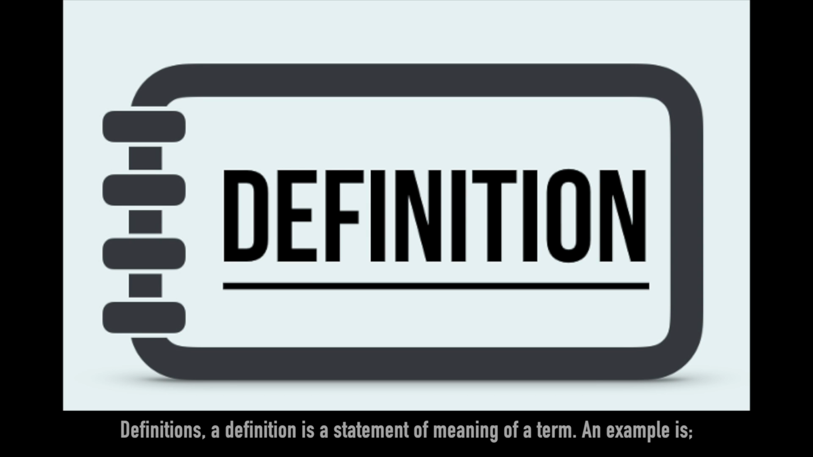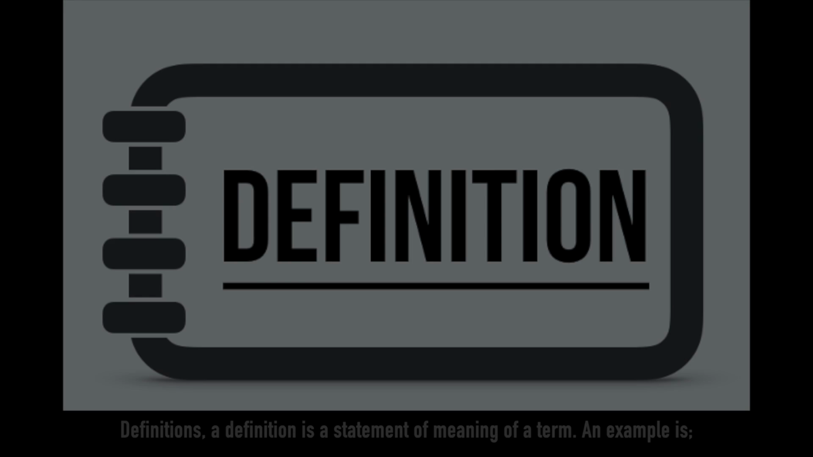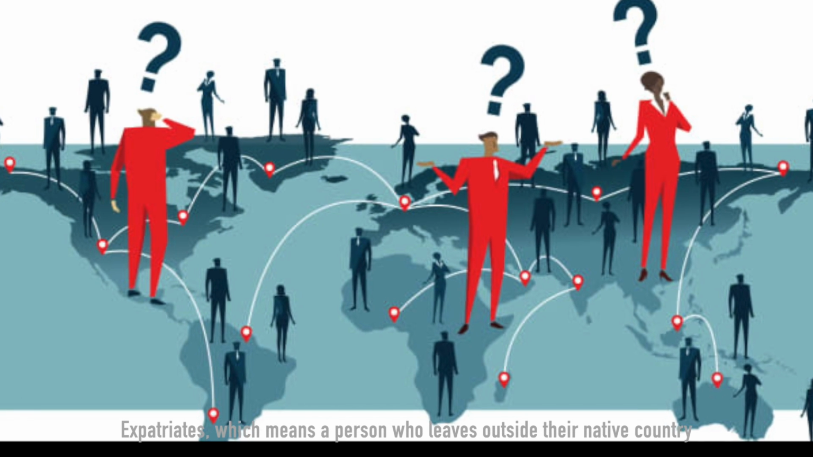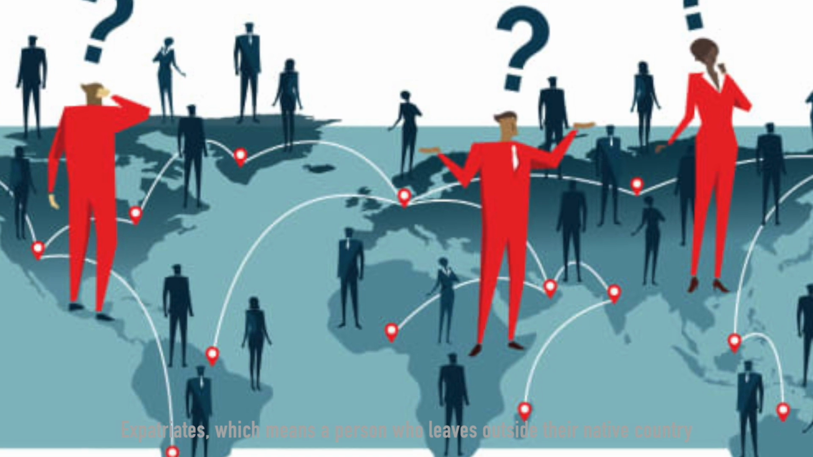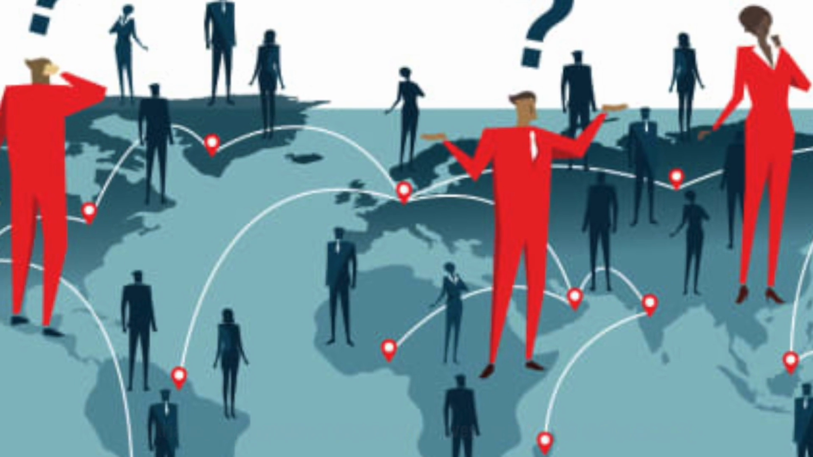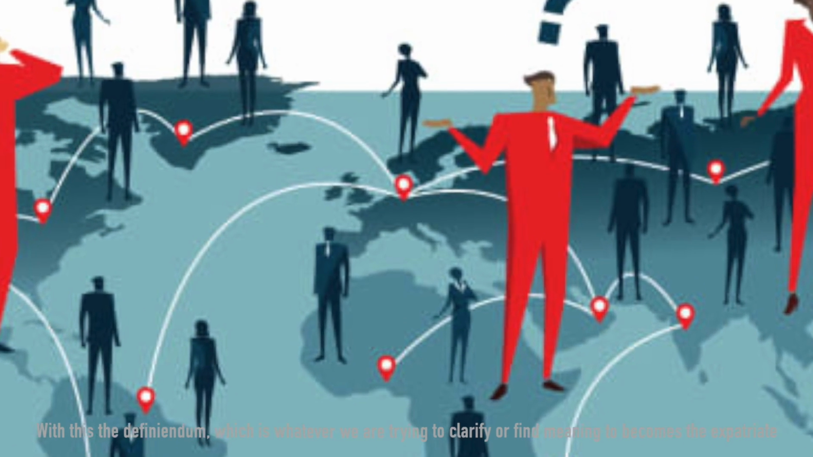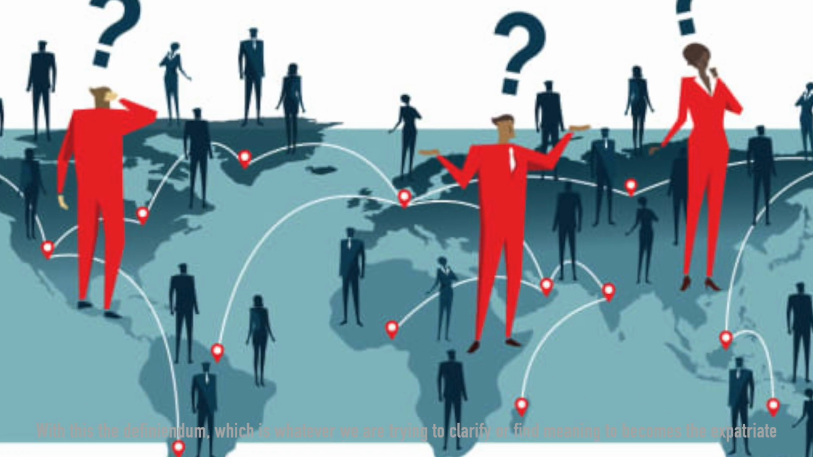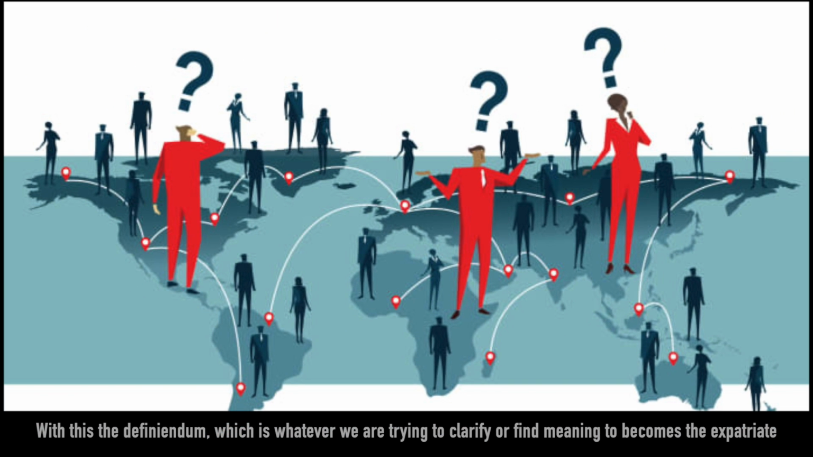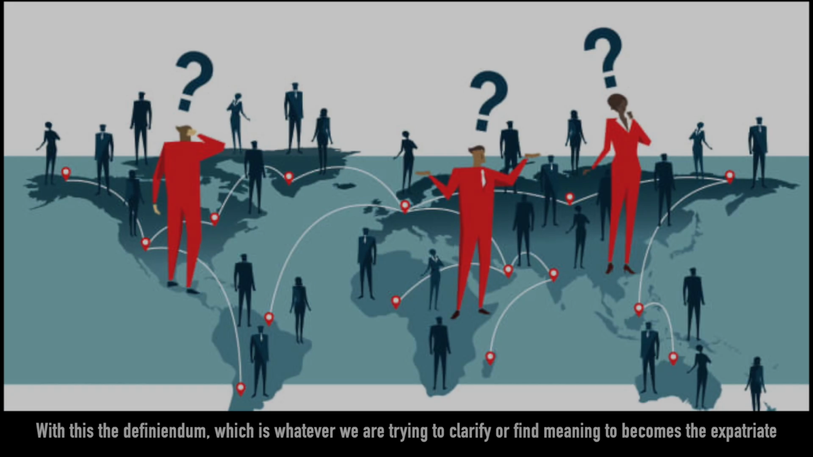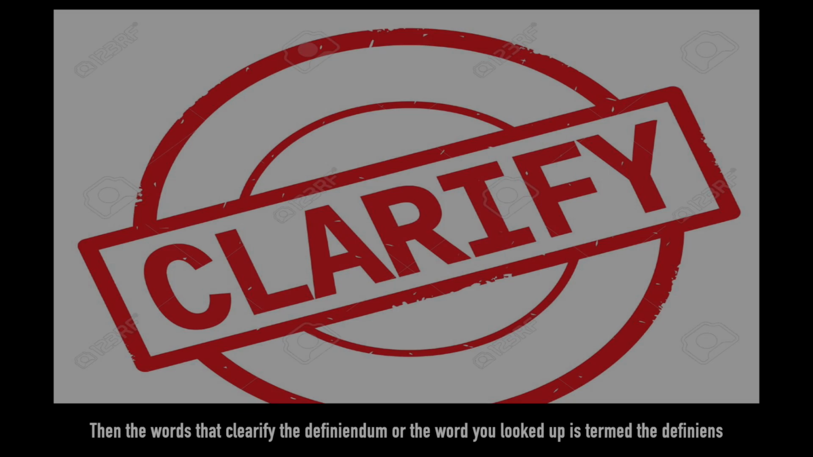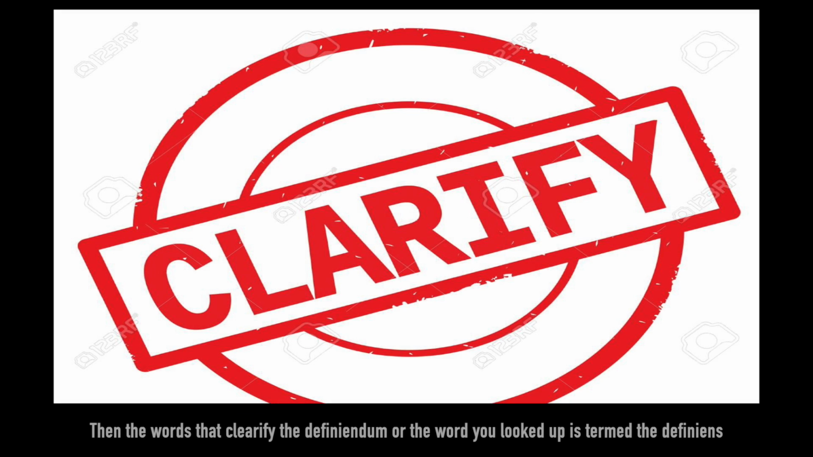Definitions. A definition is a statement of meaning of a term. An example is expatriate, which means a person who lives outside their native country. With this, the definiendum, which is whatever we are trying to clarify or find meaning to, becomes the expatriate. Then the words that clarify the definiendum, or the word you looked up, is termed the definiens.